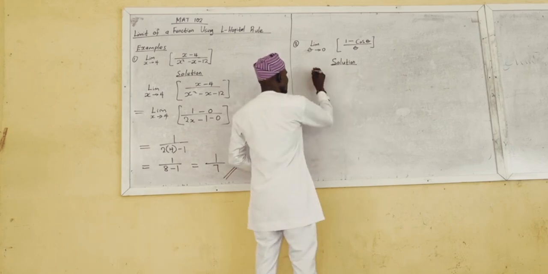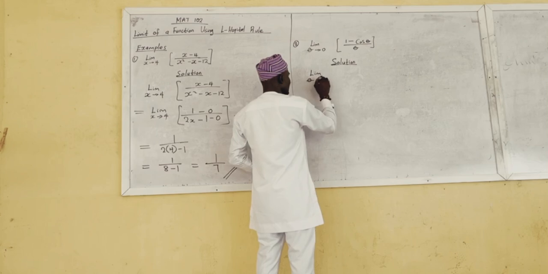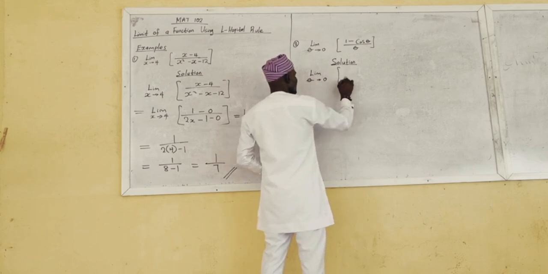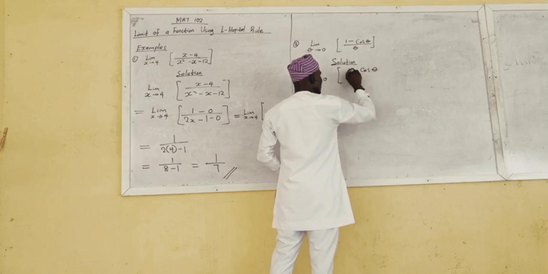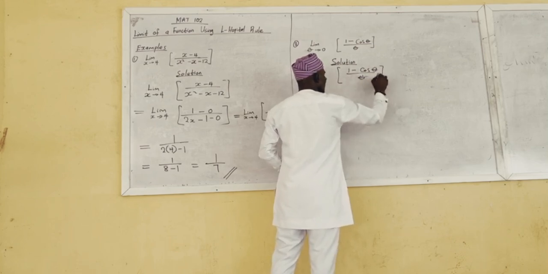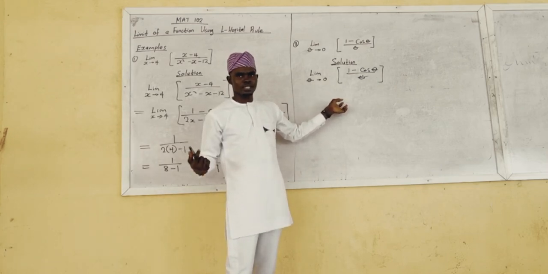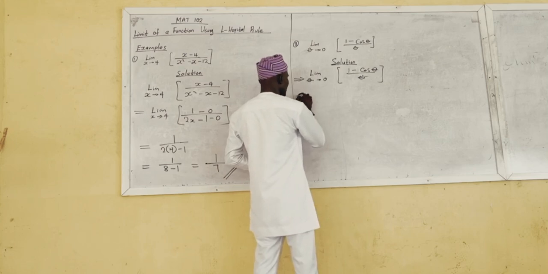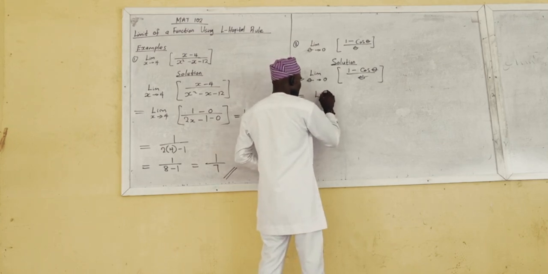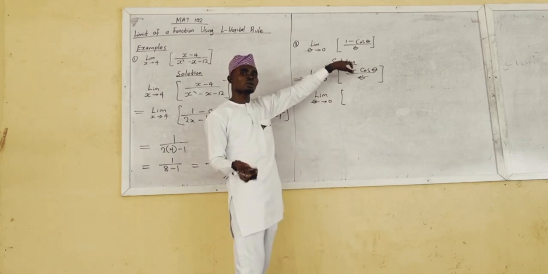Let us write the question. We have the limit as theta tends to 0 of 1 minus cos theta all over theta. But mind you, here we are differentiating with respect to theta and not x. So we're going to have the limit of the expression as theta tends to 0. Then if you differentiate this one with respect to theta, we are going to have what?